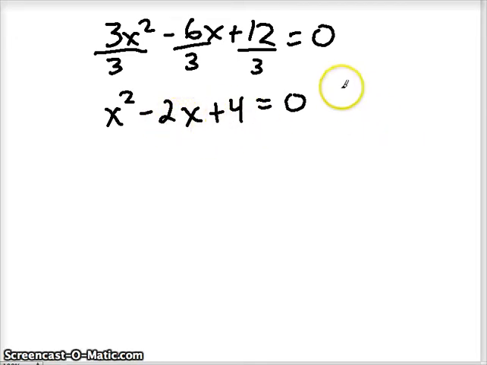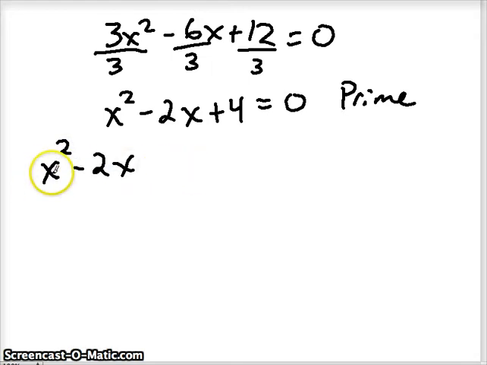So this is a prime quadratic, and we got to either complete the square or use the quadratic formula. So let's complete the square, because that's what we're doing right now. So we rewrite ax squared and bx as is, but in between bx and c we got to add b divided by 2 and square that.